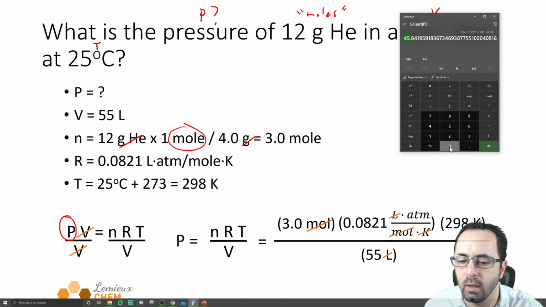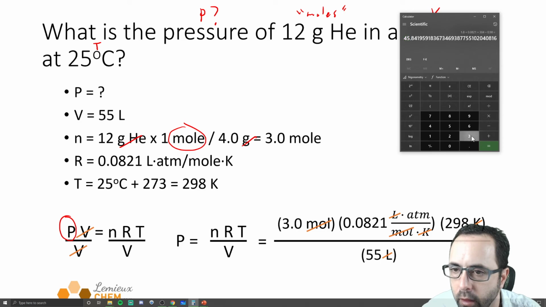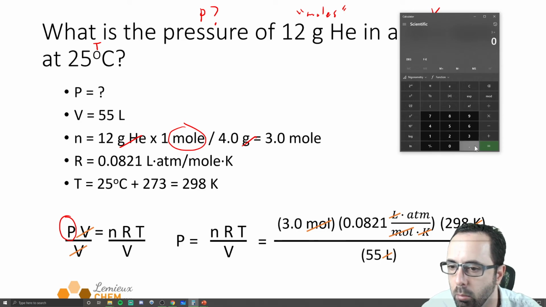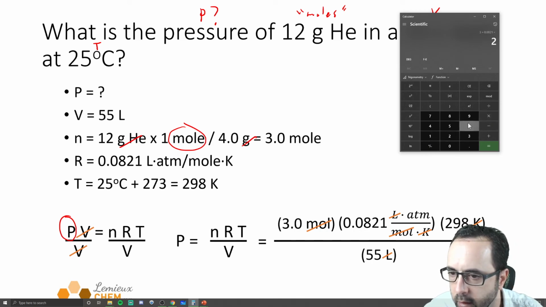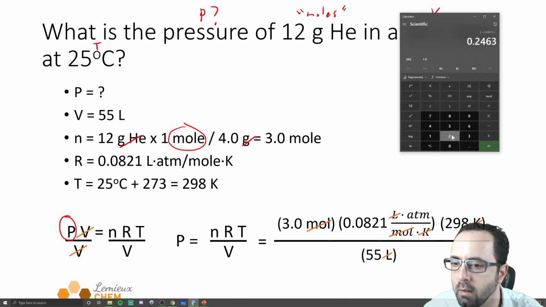Now let's go and plug in. 3 times 0.0821 times 298, and then divide by 55 equals, oops, something went wrong there. I divided by 298. Whoopsie. 3 times 0.0821 times 298 divide by 55.